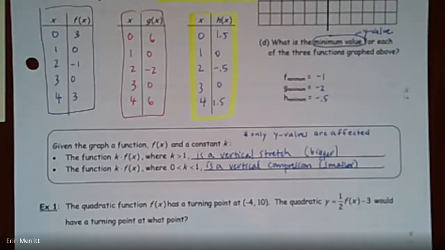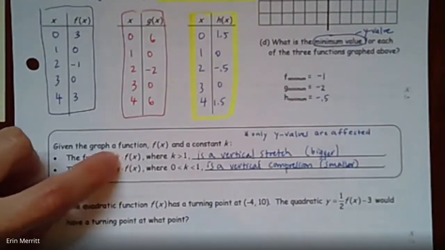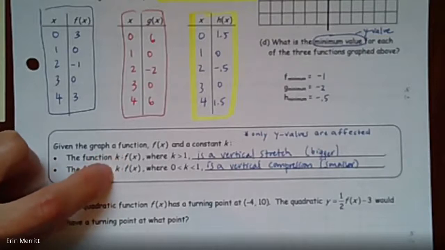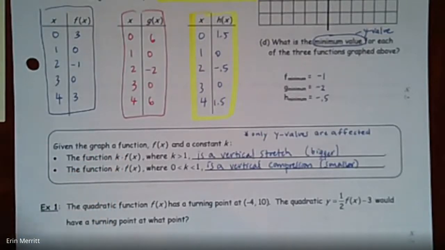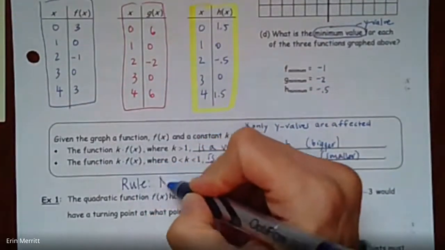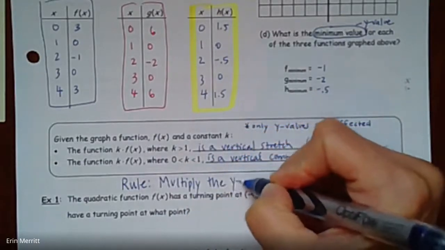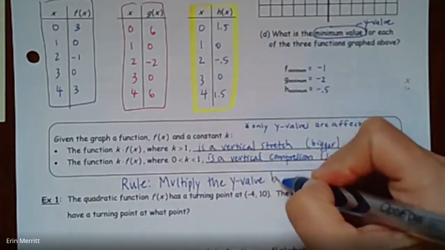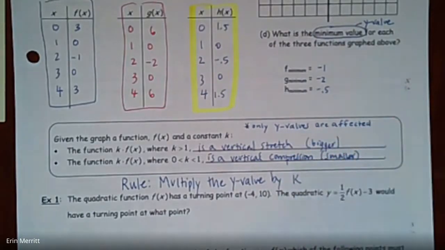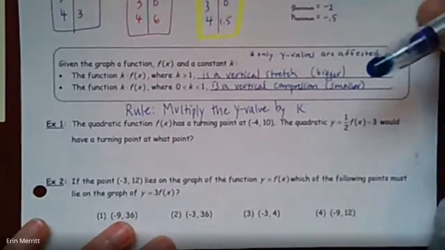All right. So what's the rule? Well, the rule is exactly the way it looks. If you do k times f of x, you're doing k times the y value. So all you have to do is just multiply the y value by whatever k is. So the rule here is to simply multiply the y value by k. So whatever k is, if it's a half, if it's 2, if it's 7, whatever. So let's see if we can put that to work.